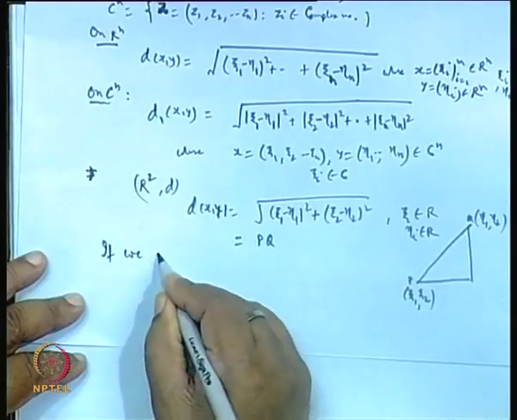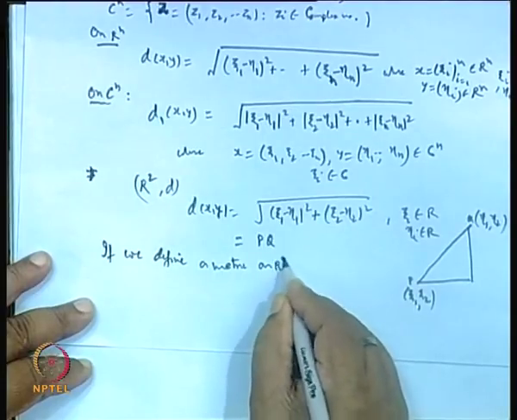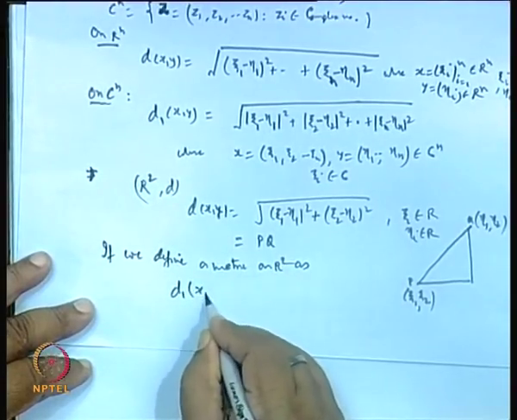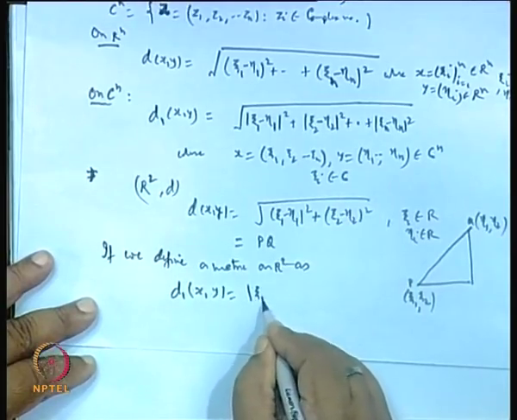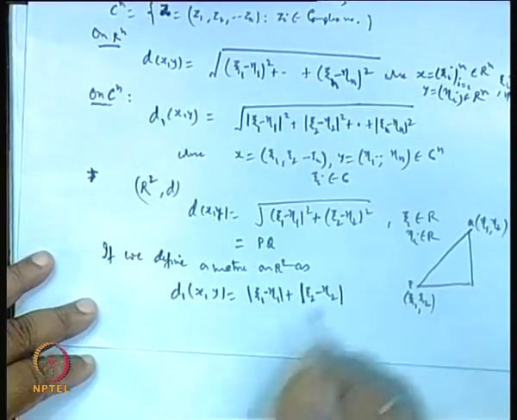Those properties we call the metric axioms of the metric space. So, if we introduce D in some other way such that all the 4 conditions are satisfied, then that new definition will also give a metric on R2. For example, here if we define a metric on R2 as d1(x,y) equal to mod of (xi1 minus eta 1) plus mod of (xi2 minus eta 2).